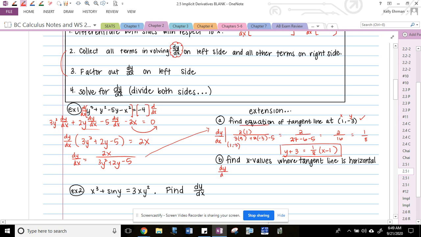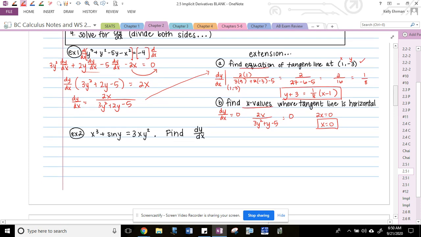When you're doing free response questions, it's a good idea, this is kind of like explaining your work, so your first step is to say dy/dx should be 0. Set your dy/dx equation equal to 0. So 2x over 3y squared plus 2y minus 5 equals 0. Now remember, a rational equation is equal to 0 when just the numerator is equal to 0. So 2x equals 0 when x equals 0. And it says just find the x values, not the ordered pairs. So I'm finished at that point.